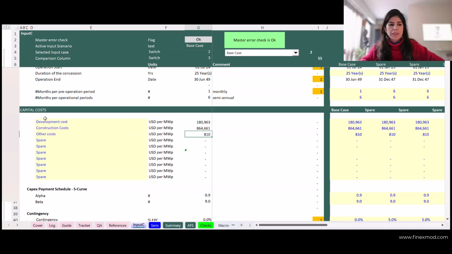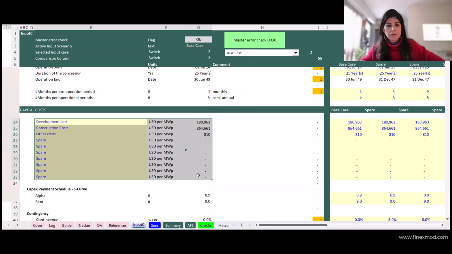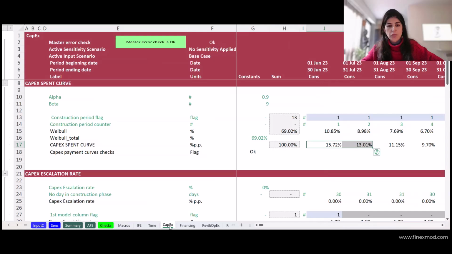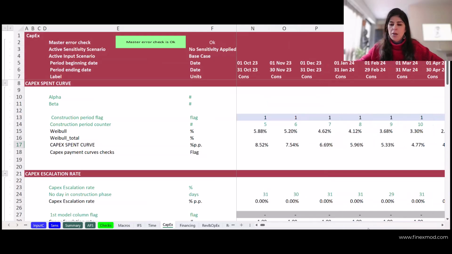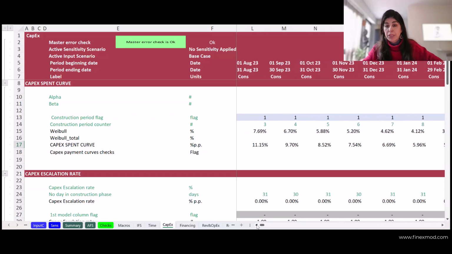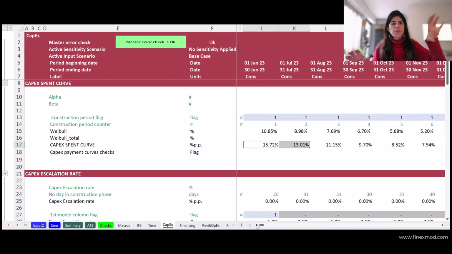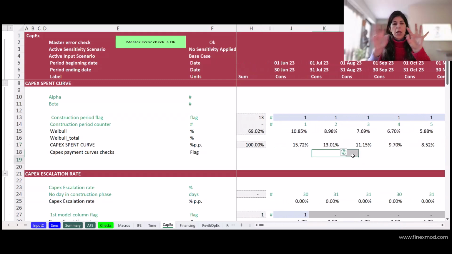We have defined the capital expenditures that are required. These are the uses of funds, and they are correctly reflected in the model. Everybody agrees about the development cost and the construction cost to be included in the budget. However, let's say that somebody comes and puts a hard-coded figure in the CapEx payment curve, okay? So the lump sum CapEx amounts are correct, but in the payment schedule there is a mistake.